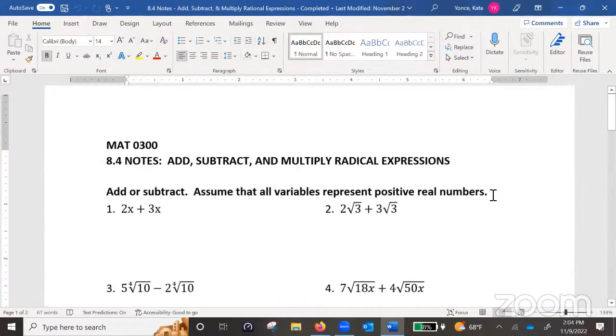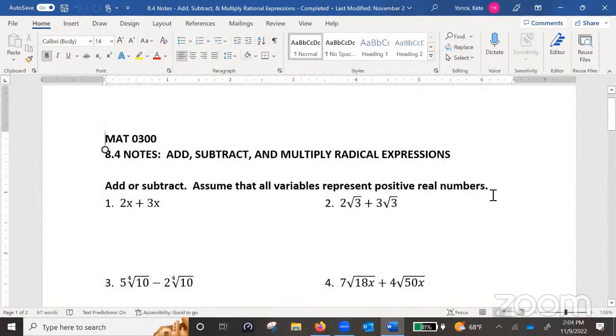Okay, so 8.4 today. 8.4 is usually a little easier than some of all those little piddly radical things.